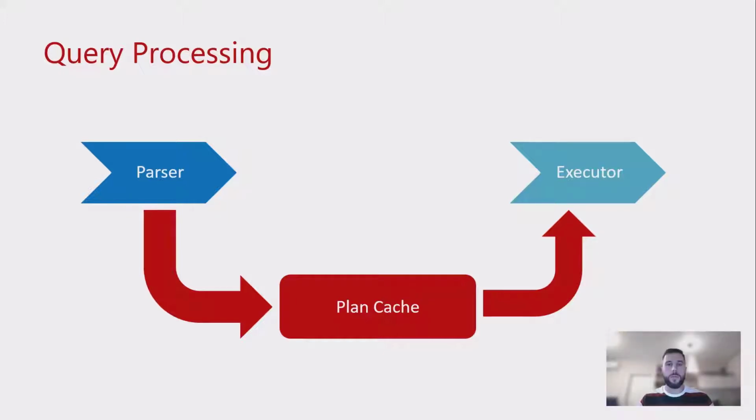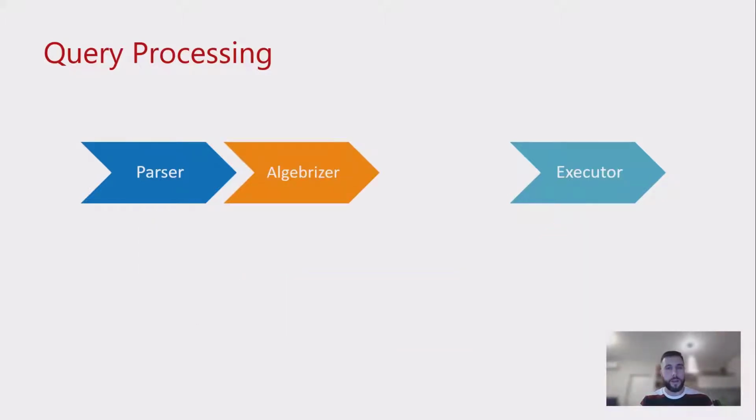So, if there is no plan in the cache, parser will create parse tree and give it to the next component, which is called algebraizer. Algebraizer's goal is to validate that all objects referenced in the query are accessible in current execution context, validate the data types for each node in the tree, and create an object which is called bound tree or query tree, which is a logical representation of the query. And that object will be an input for the main component of query processing, optimizer.